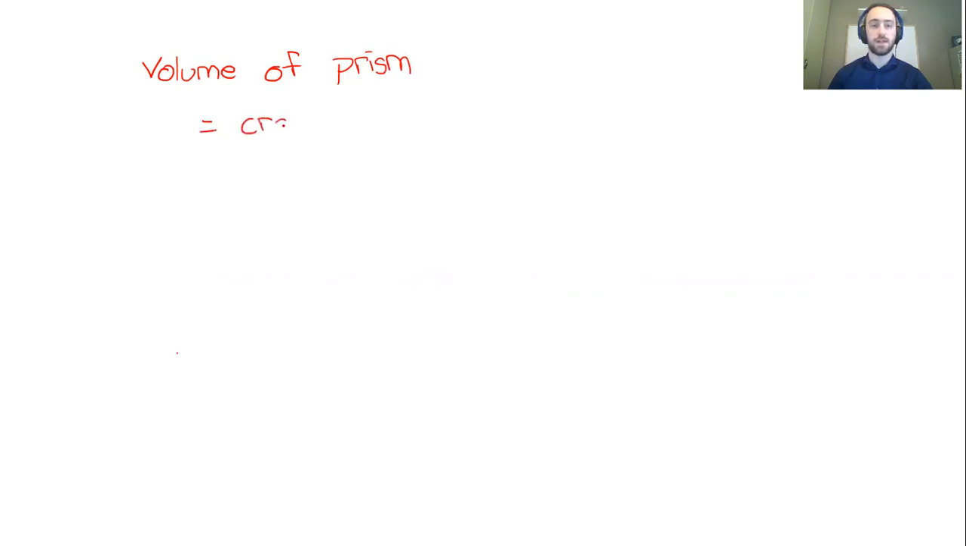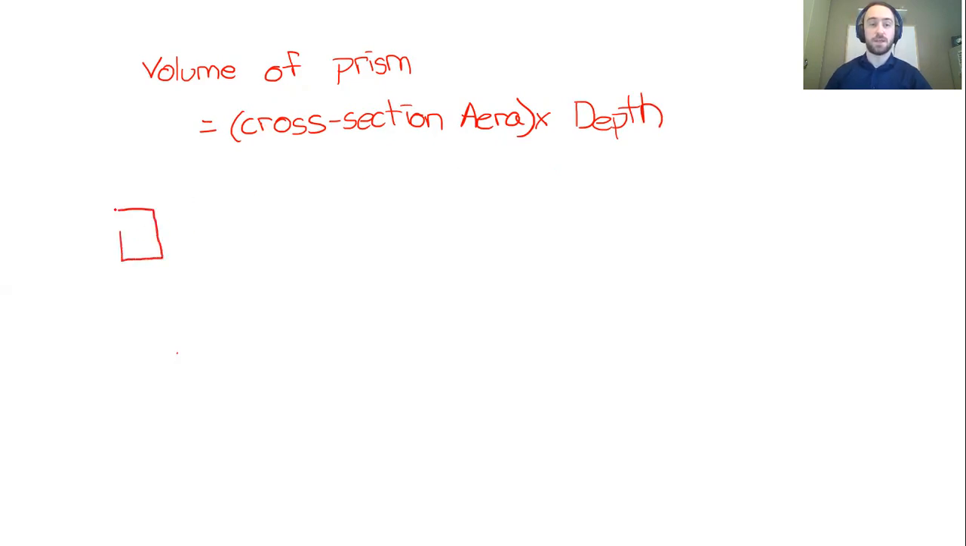We have the cross-section area multiplied by the depth of the prism. Now, what does this mean? What is cross-section area and what is depth? Well, cross-section area is simply the area of the base. So it could be a square, could be a rectangle, a triangle, or a circle.